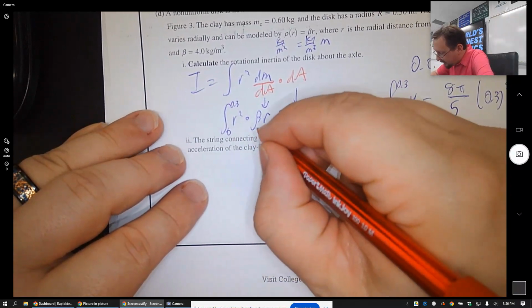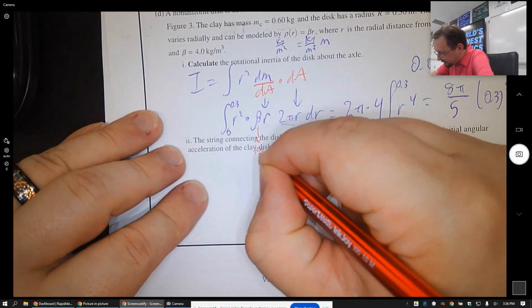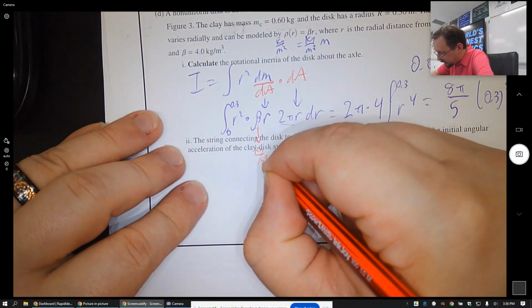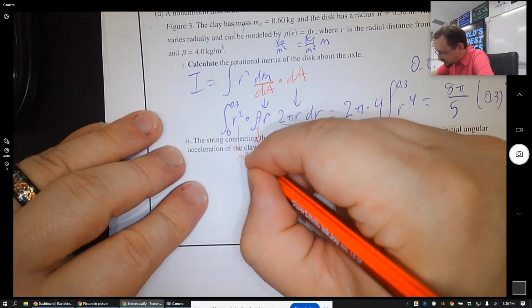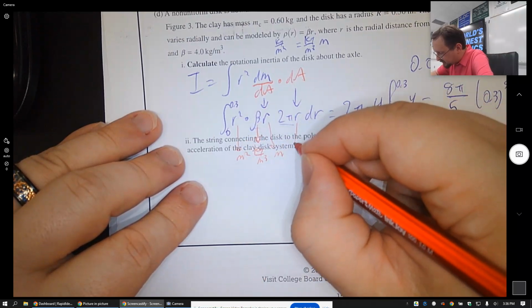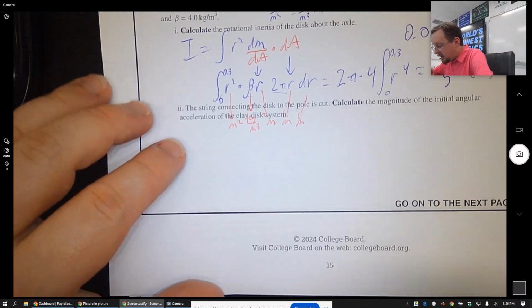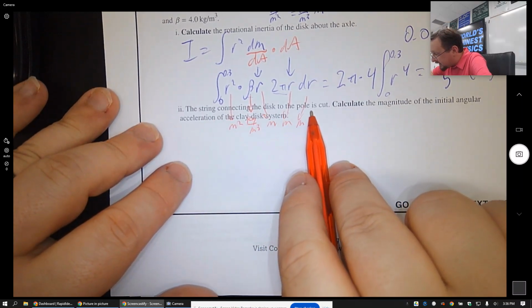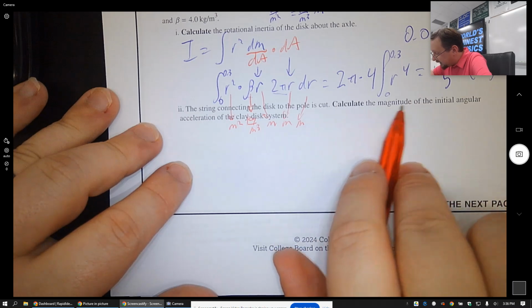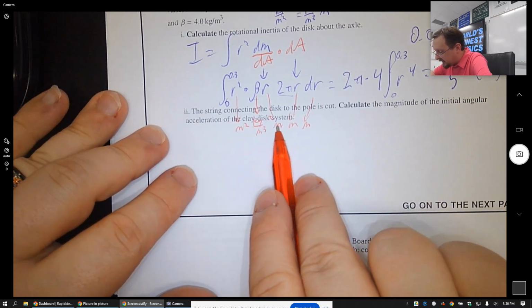This is kilogram per meters cubed. This is meters squared. This is meters. This is meters. This is meters. So yeah, kilograms meters squared. Okay. The string connecting the disk to the pole is cut. Calculate the magnitude of the initial angular acceleration of the clay disk system.